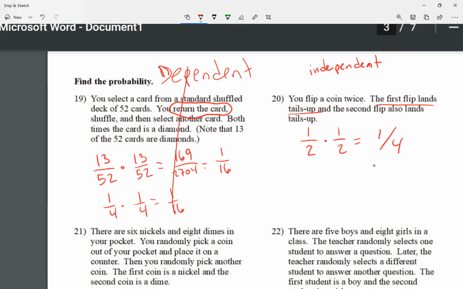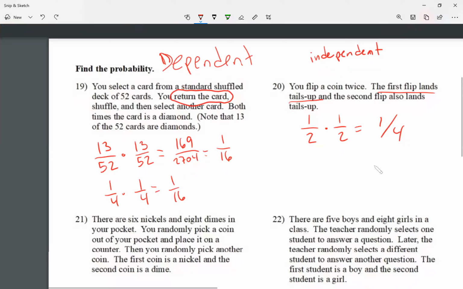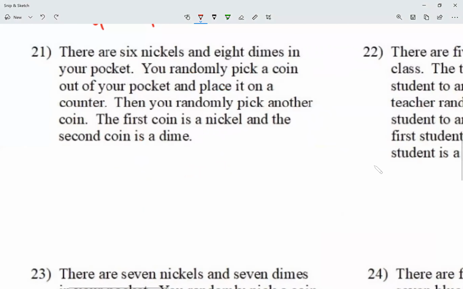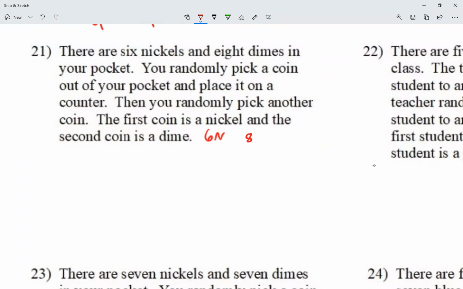All right, let's take a look at number 21. There are 6 nickels, 8 dimes in your pocket. So let me just write 6N for 6 nickels and 8D for 8 dimes in your pocket. So I have 14 coins. You randomly pick a coin out of your pocket and place it on the counter. Then you randomly pick another coin. So I did not replace the coin. So, okay, so here it says the first coin is a nickel and the second coin is a dime.